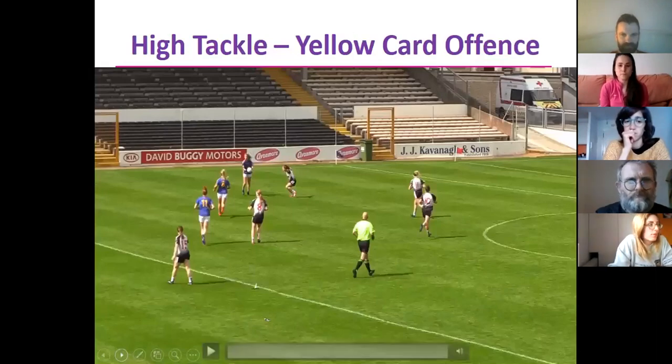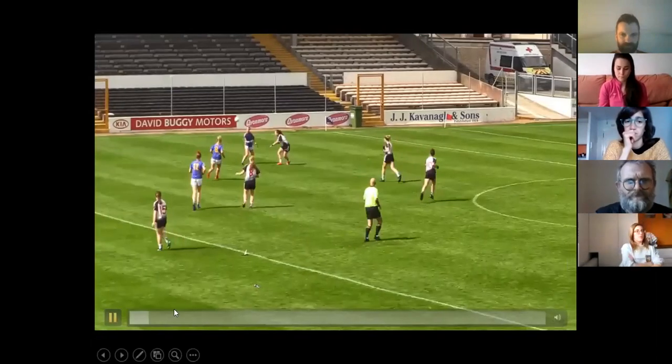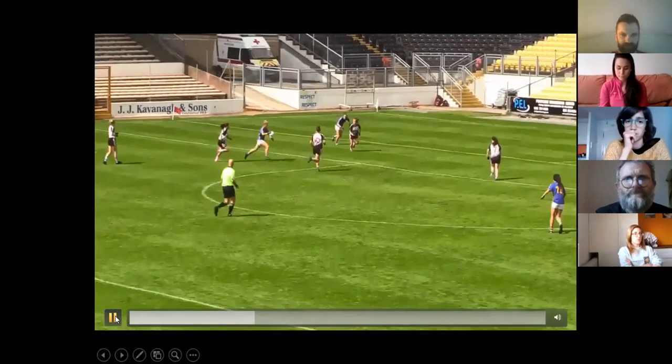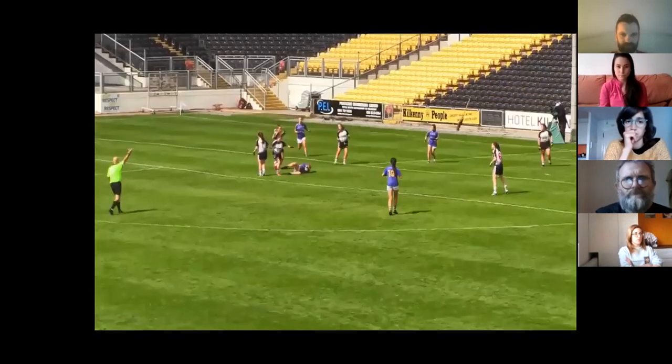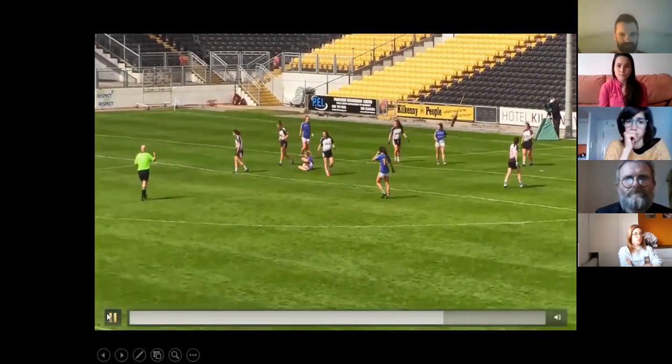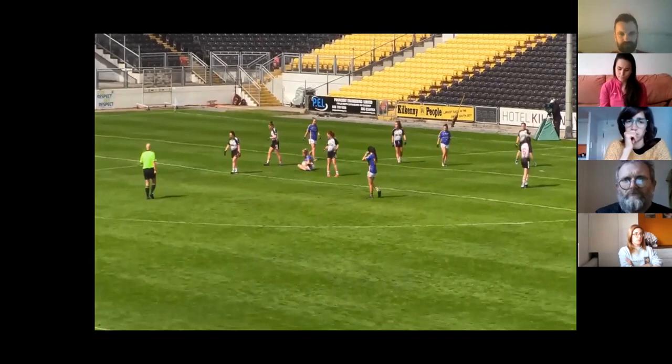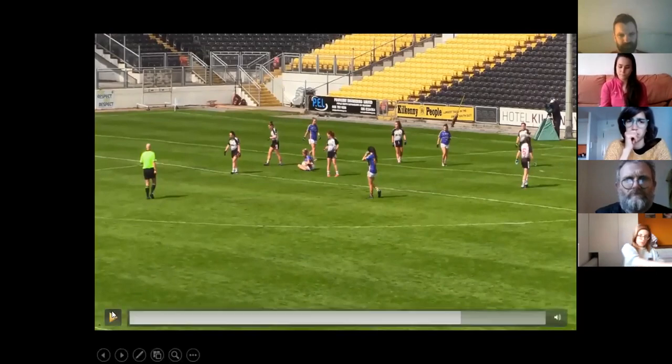High tackle. So what does a high tackle look like? Here's a yellow card offence. So again, the referee deemed the movement of the player, she kind of caught her late. There wasn't too much intent or too much force. Okay, it's a free in, yellow card, that's sufficient. She gets 10 minutes playing time in the sin bin. Okay?